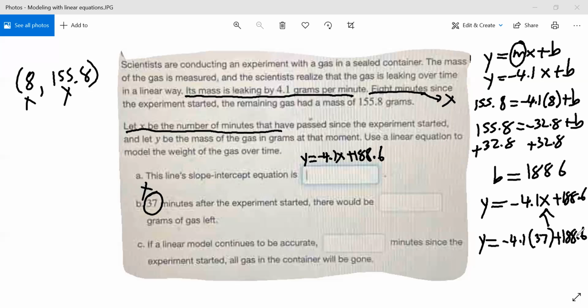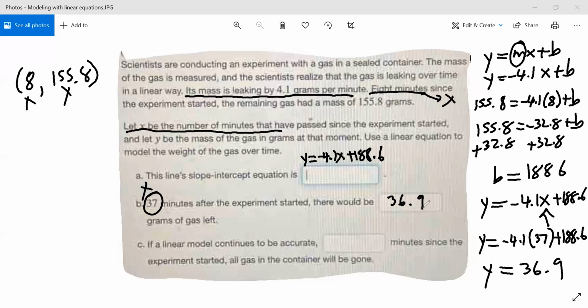Okay, and then that's actually negative. And then we'll do plus 188.6. So if you put this in your calculator, you're going to see this: 36.9. So this is what's left. This is 36.9. Okay.